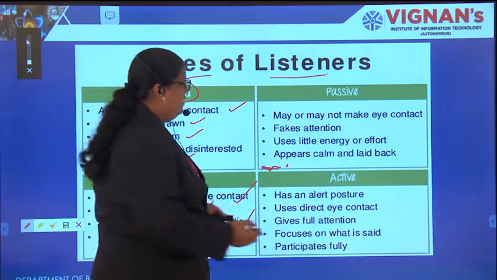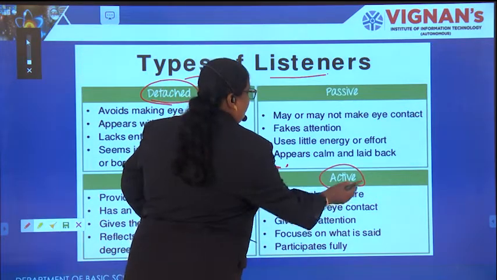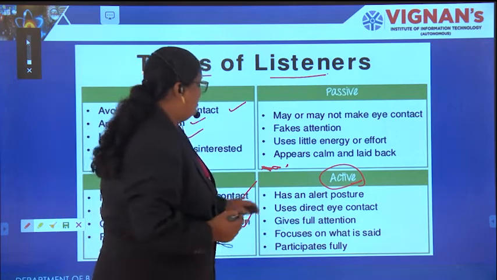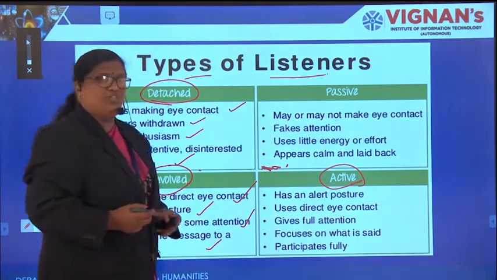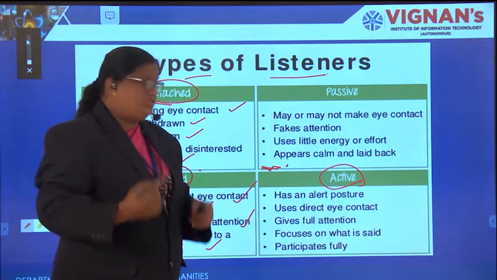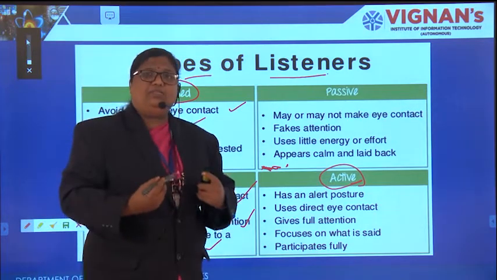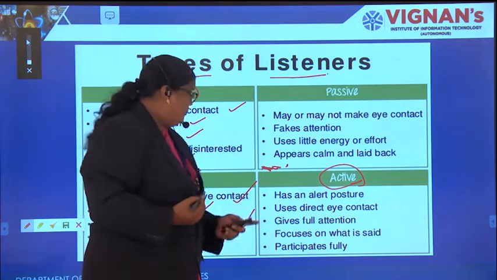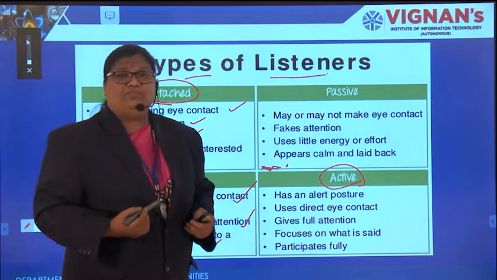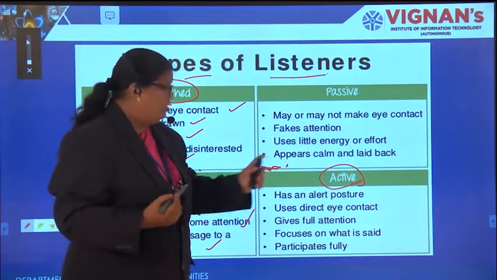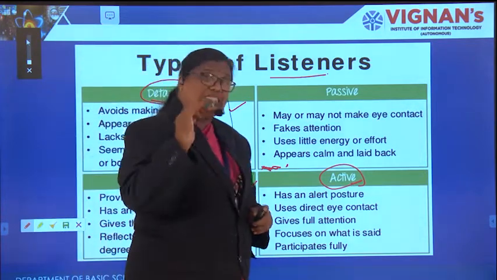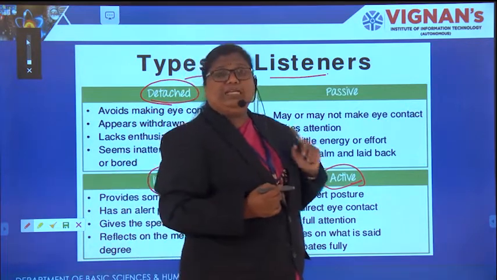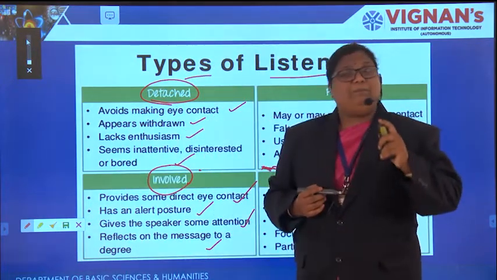And then active listeners. A very, very interesting group. Active listeners have an alert posture. You can see the proper alert posture, and they use direct eye contact and give full attention. It's very important. They give full attention, focus on what is said, and participate completely. They'll completely participate and pay complete attention.